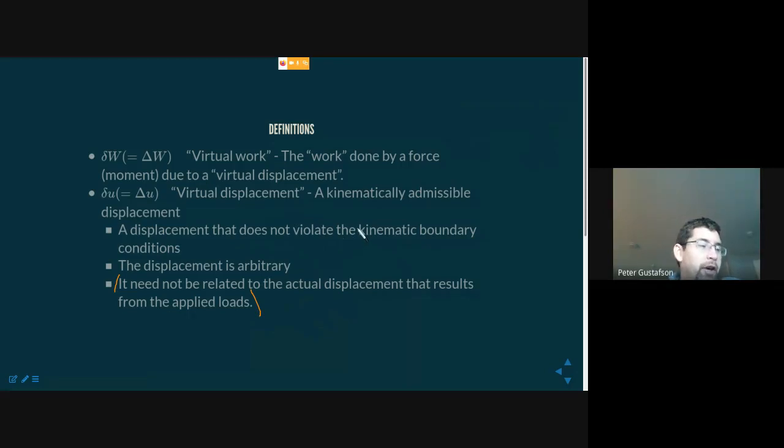Okay, David, I see your chat window question. What's the definition of kinematically admissible? Obviously, I've placed that up here since I think you asked the question. So if you still are confused, let me know.